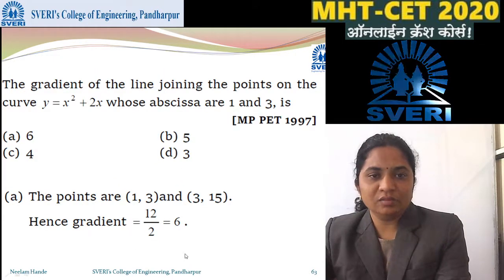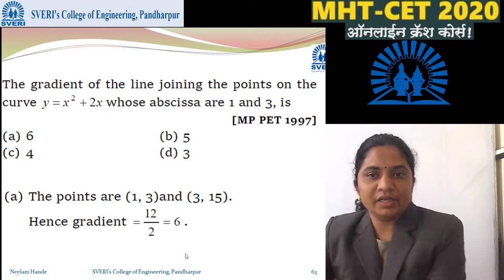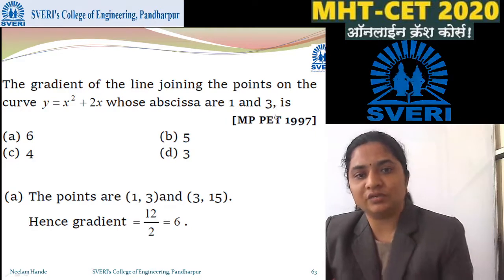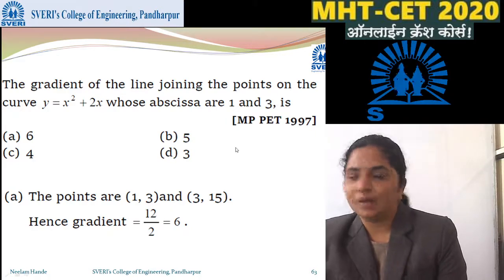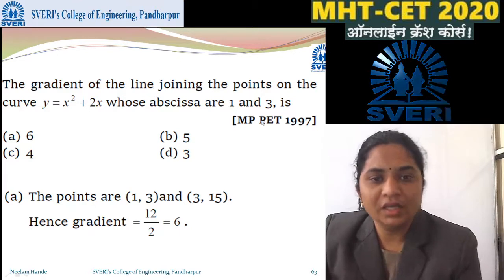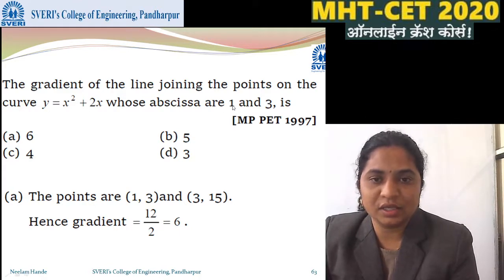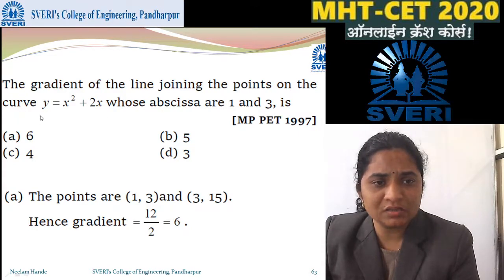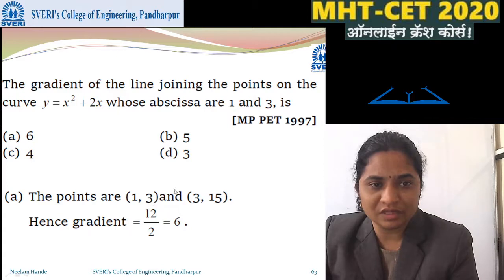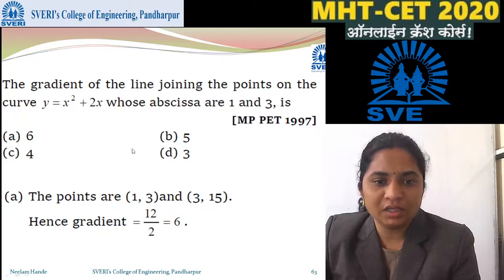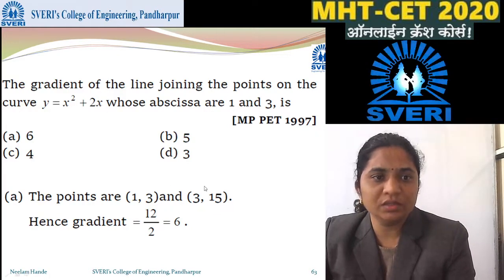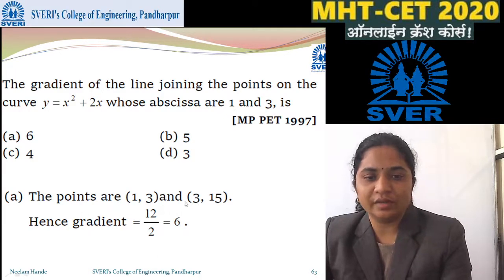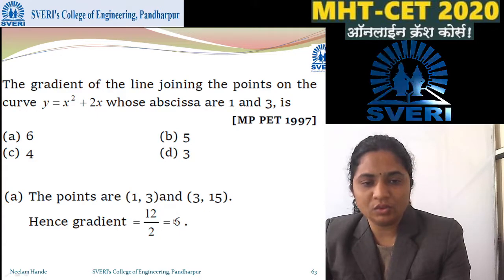Next, the gradient of the line, gradient is the slope, joining the points on the curve y is x square plus 2x, whose abscissa are 1 and 3. Abscissa is the x coordinate. So x coordinates are 1 and 3. We can easily find y. If we put x is 1 here, we get y is 3. So point is 1, 3. And if we put x is 3, we get y is 15. So second point is 3, 15. Here the gradient or slope is y2 minus y1 upon x2 minus x1, that is 12 by 2, 6.